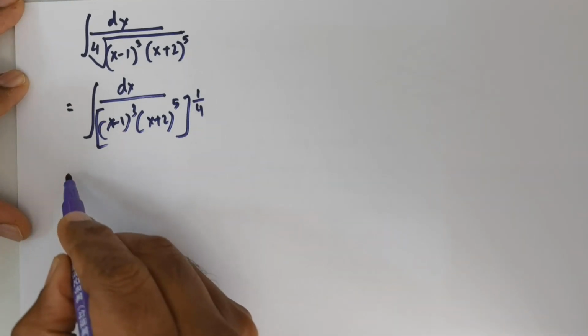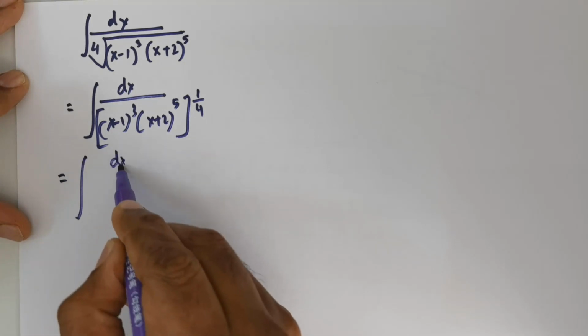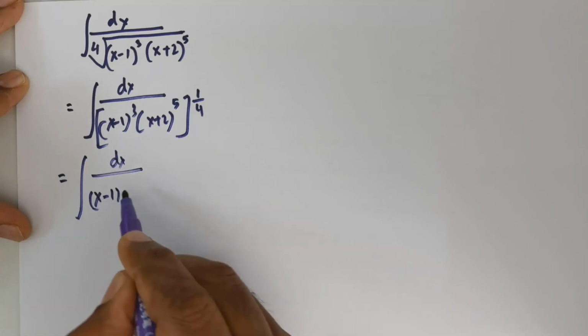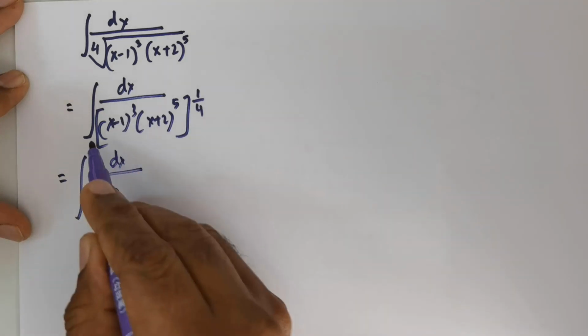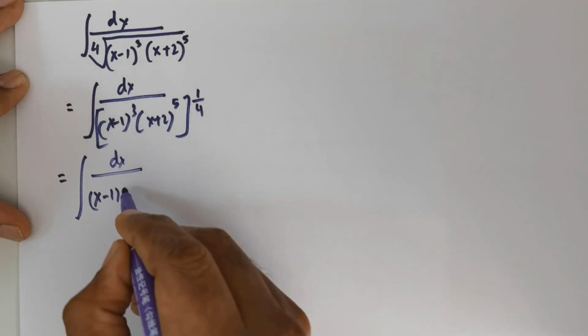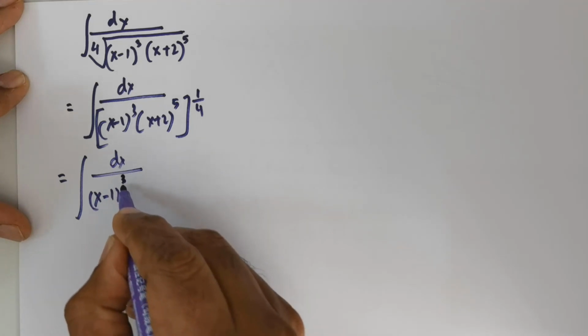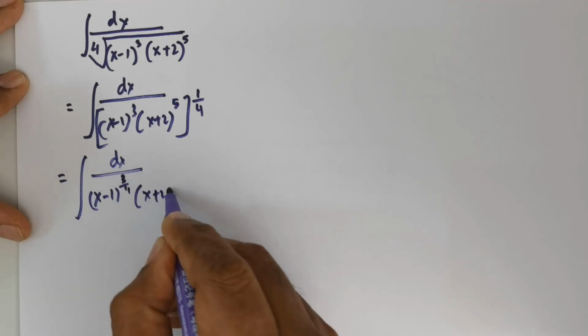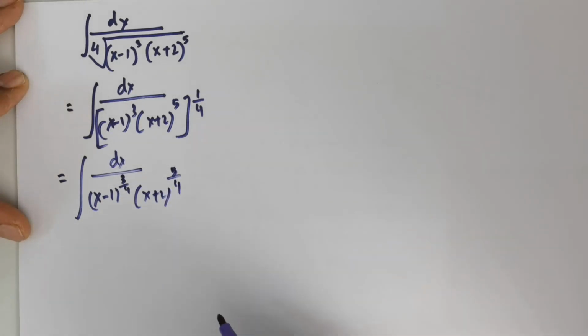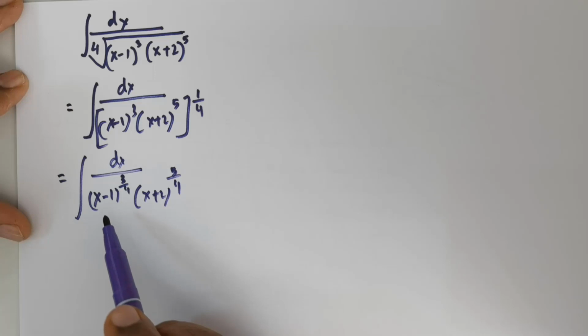Now this can be further rewritten as the integral dx over, applying this 1 over 4 to the quantities inside, (x − 1) raised to the power of 3 over 4 times (x + 2) raised to the power of 5 over 4. Now what I wish to do is take (x − 1) out. If I were to take (x − 1) out, what would be the outcome?